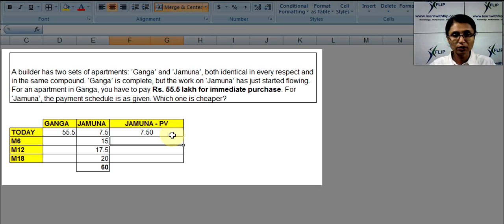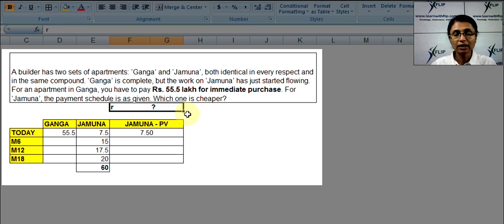It's already present valued. Now, if I look at 15 lakh, very clearly I need to present value it by 6 months, right? So my T is in units of 6 months. Therefore, let me take an R of 6 months too. But hey, where is the R? What is the R we need to take, or what is the discounting rate? Now, that is an important question when it comes to present valuing.